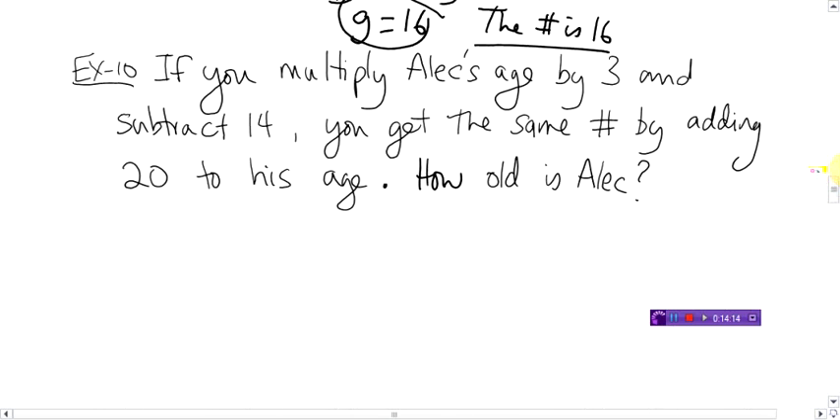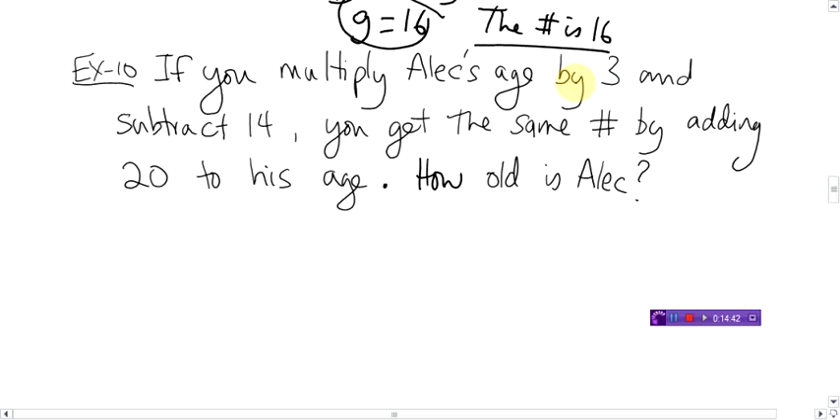This one's a good one. If you multiply Alex's age by 3 and subtract 14, you get the same number by adding 20 to his age. How old is Alec? Okay, this is a lot of stuff happening here. If you multiply Alex's age by 3, we don't know what Alex's age is. Let's call it A for Alec.